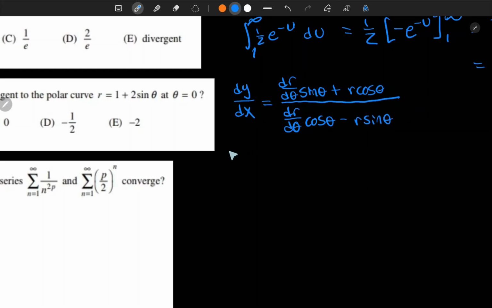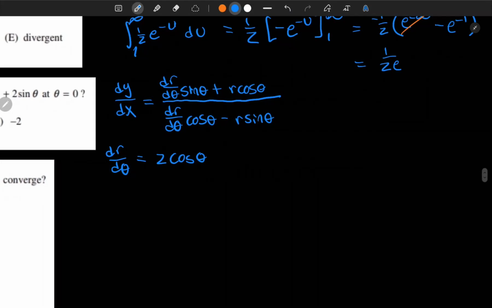Here, we note that dr/dθ for this r value, the 1 goes away because it has no theta dependence. So this is equal to 2 times the cosine of theta. Then, plugging in theta equals 0, dr/dθ at theta equals 0 is 2 times the cosine of 0, which is 2. So we get 2 times the sine of 0, which is 0, plus r times the cosine of theta, where theta is 0, and that's 1.